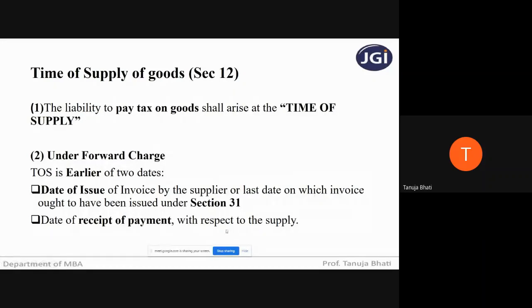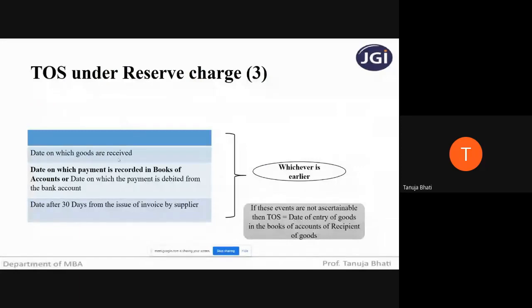Now, time of supply under reverse charge is the earlier of these 3 dates: the date on which the goods are received, or the date on which the payment is recorded in the books of accounts, or the date after 30 days. When I say after 30 days, that means the 31st day from the issue of invoice by the supplier. If you are not able to ascertain these 3 dates, the time of supply will be the date of entry of goods in the books of accounts of the recipient of goods.